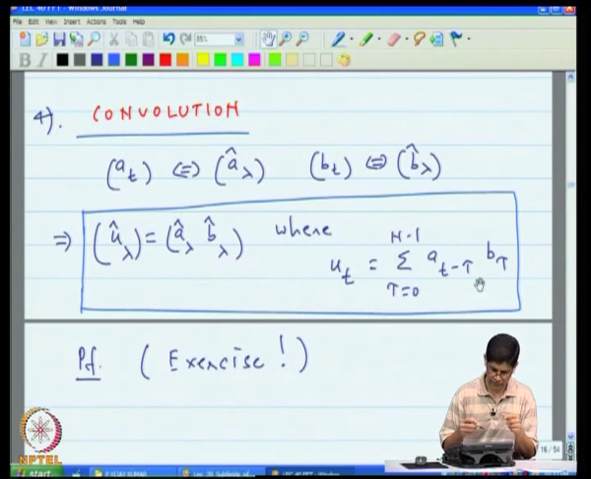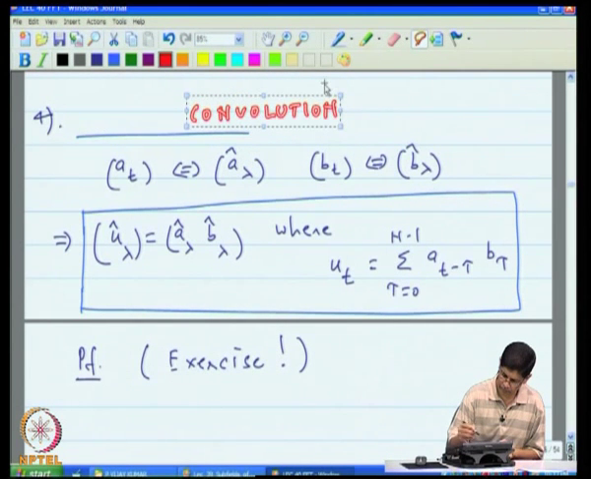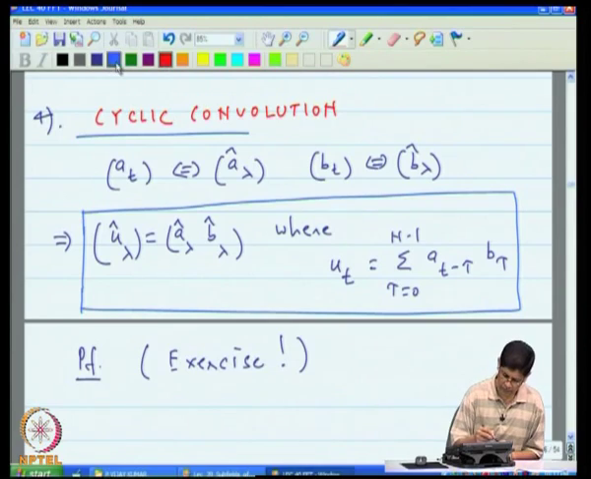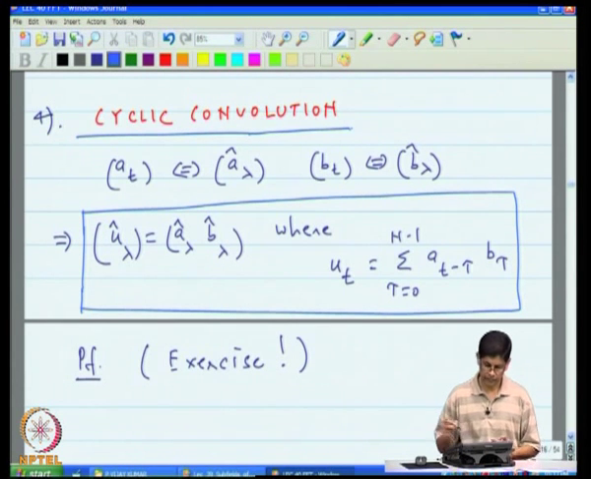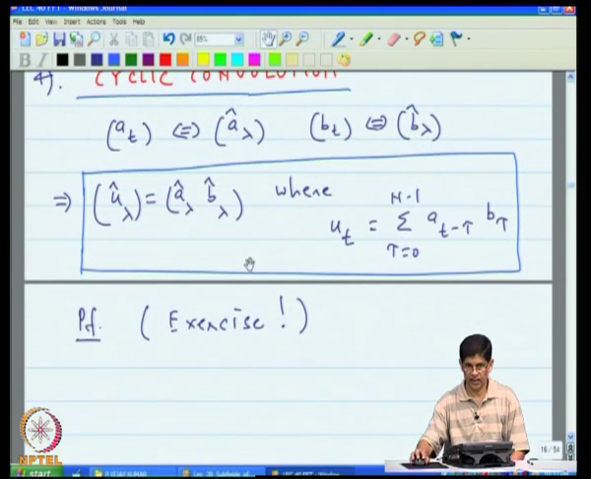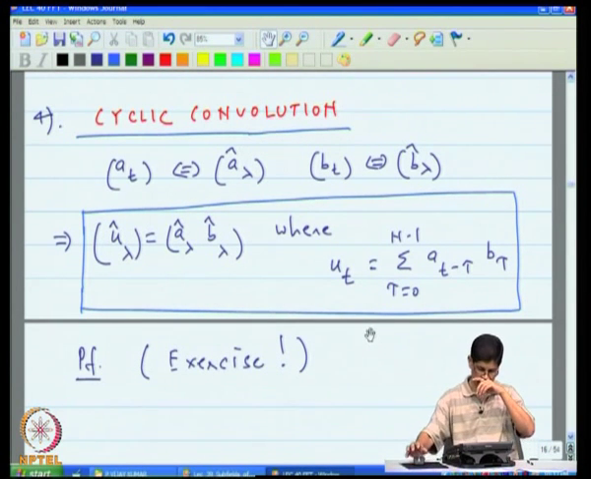So, perhaps I should emphasize that. So, let us write cyclic convolution. So, under cyclic convolution what happens is that the transform of the result is nothing but the product of the individual transforms, and again completely analogous to the discrete Fourier transform case. I have left the proof as an exercise.